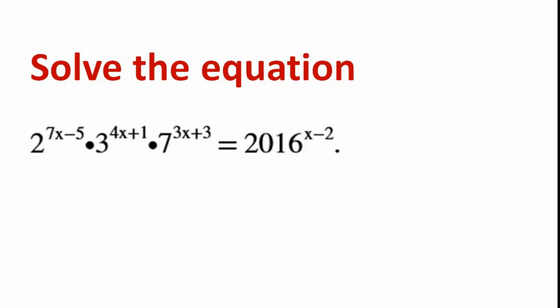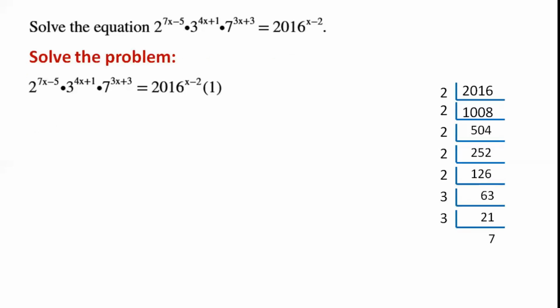Solve the equation 2 to the power of 7x minus 5 times 3 to the power of 4x plus 1 times 7 to the power of 3x plus 3 equals 2016 to the power of x minus 2.